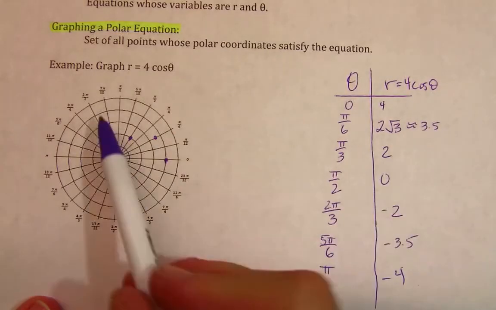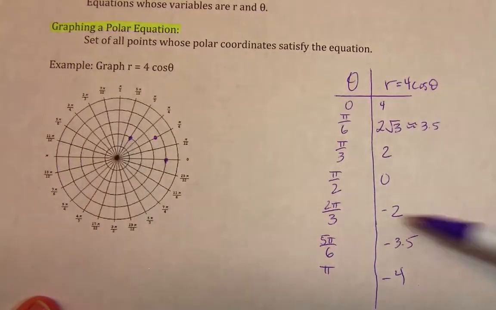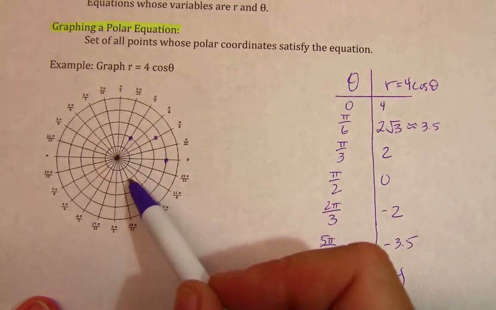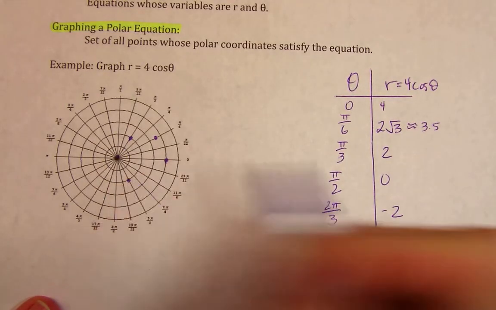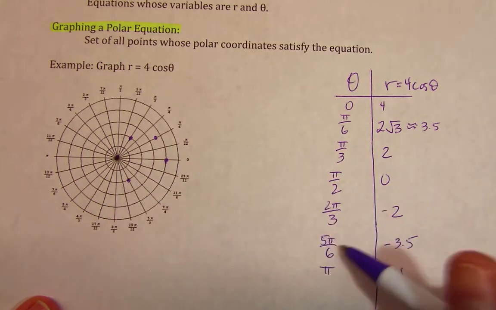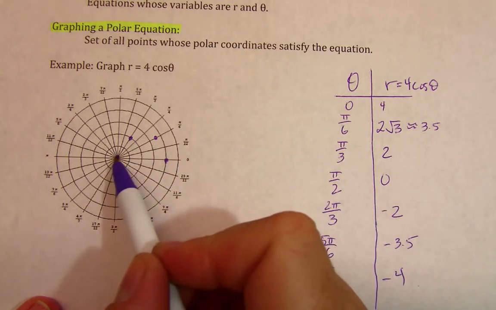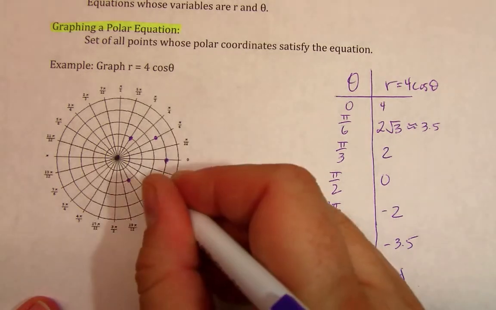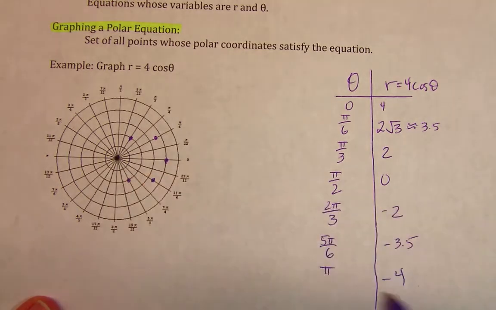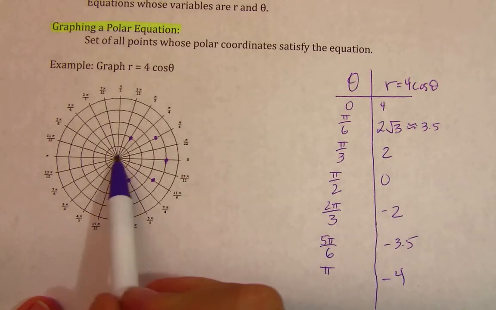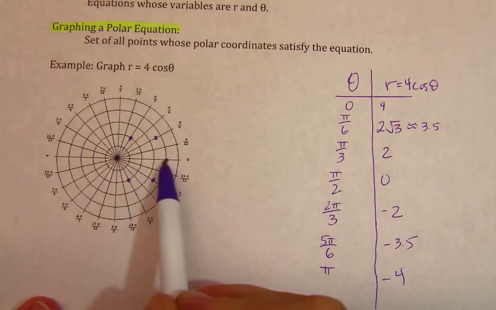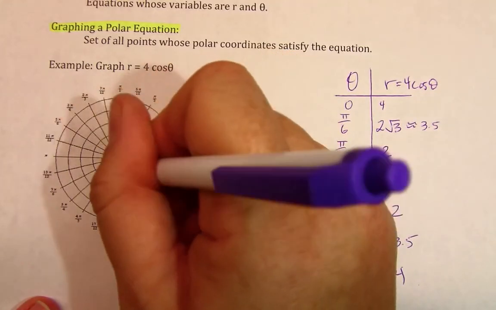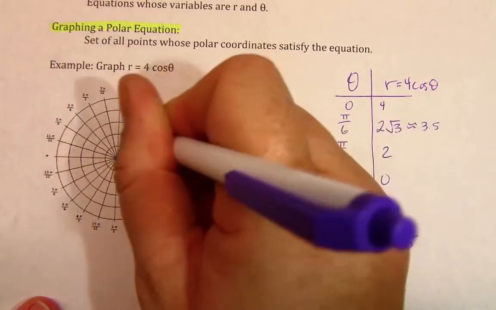At 2 pi over 3, we're going out a radius of negative 2. So instead of going this way, we're going the opposite way. And then at 5 pi over 6, we're going negative 3.5. So 5 pi over 6 going the other way, 3.5. And then at pi, we're going negative 4, so pi, but negative 4 would go this way. So what we've actually done is start to finish, we've graphed this circle.